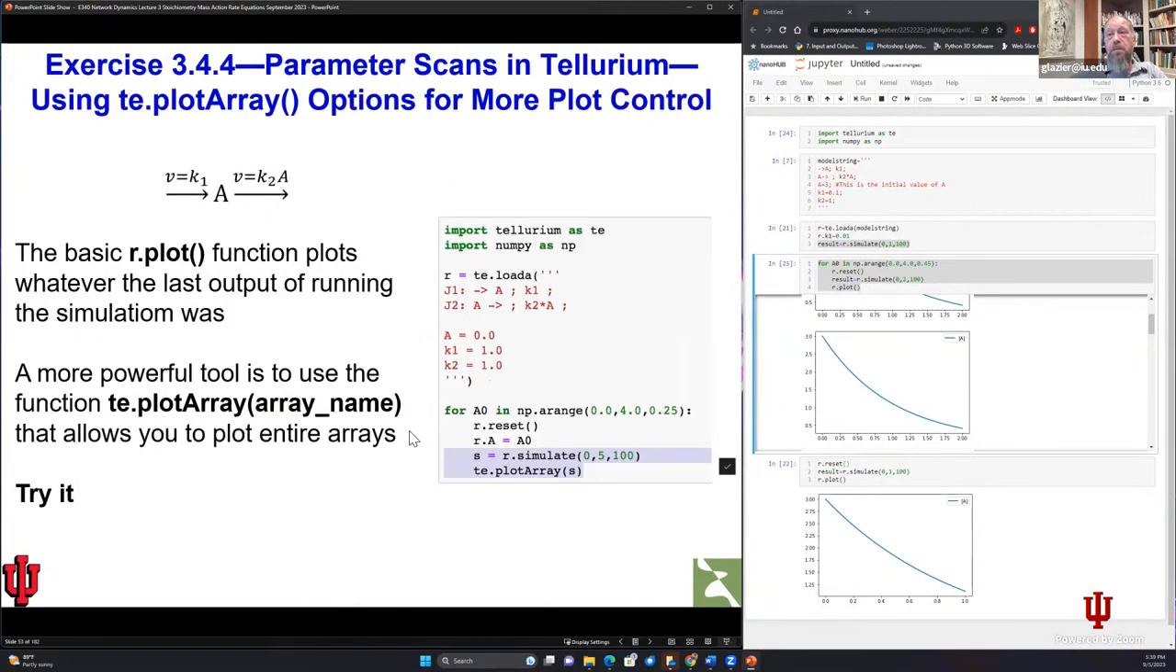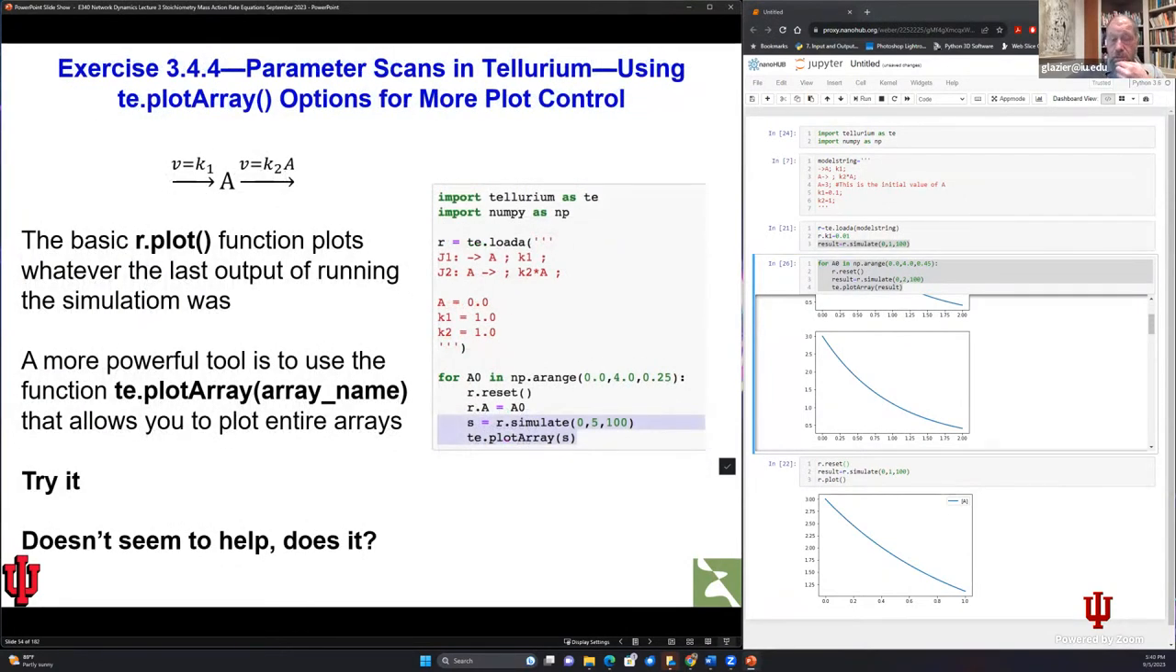And so a command that's useful to remember is, instead of using r.plot, which plots whatever the last output of the simulation is, there is a plot array function, te.plotArray. And so that will essentially do the same thing, but give you a little bit more control. Still giving me different plots. In fact, it's done the same thing. If people like matplotlib, you're welcome to just use matplotlib from the beginning. Both plot and plotArray are matplotlib derived. So plotArray doesn't seem to do much for us.